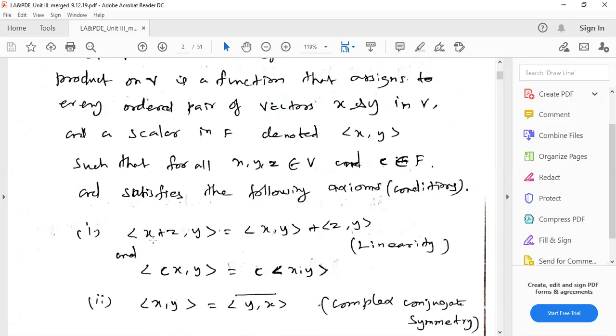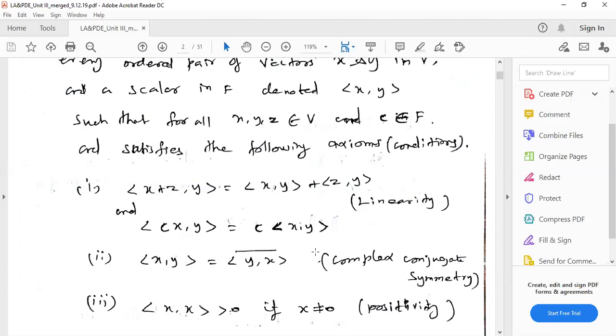First condition: inner product of x plus z comma y is equal to inner product of x comma y plus inner product of z comma y. This is called linearity. And inner product of cx comma y is equal to c times inner product of x comma y, where c is the scalar. Second condition: inner product of x comma y is equal to the conjugate of inner product of y comma x. This is called complex conjugate symmetry.